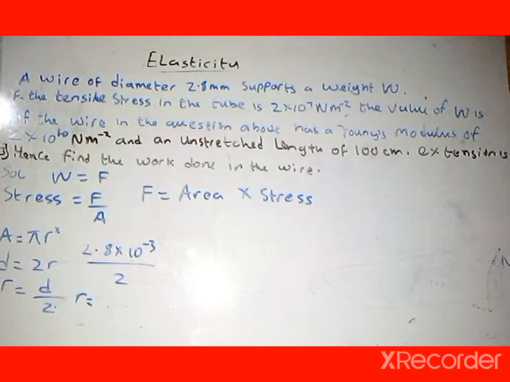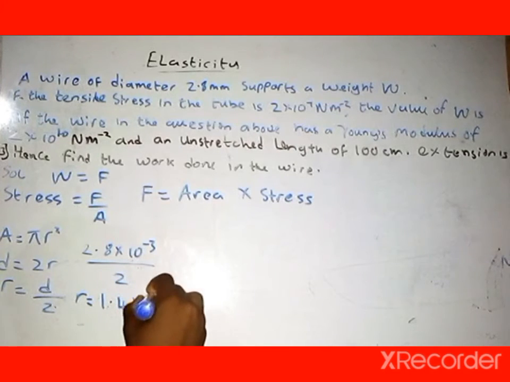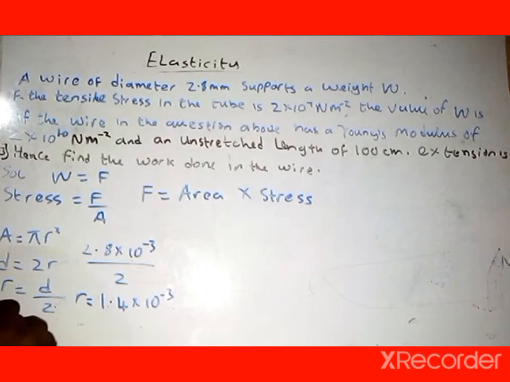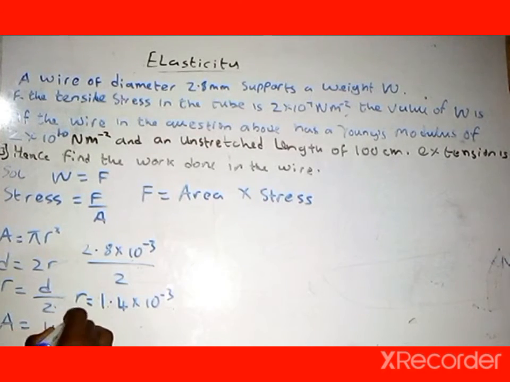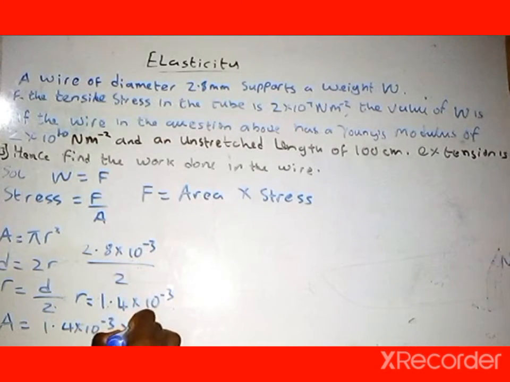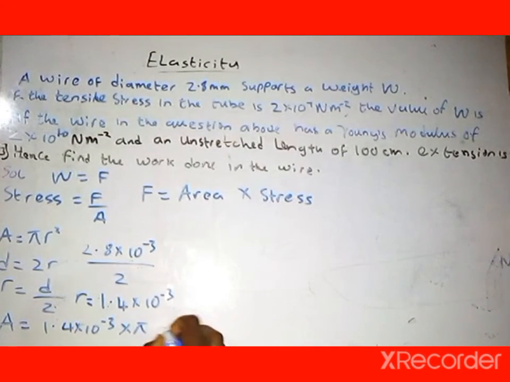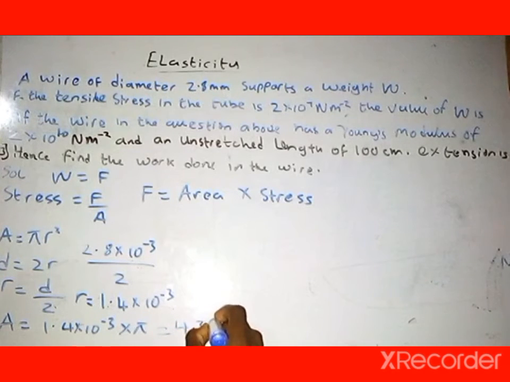So our radius will be 2.8 times 10 raised to the power minus 3 divided by 2, that's 1.4 times 10 raised to the power minus 3. So this will be our radius. But we've not gotten our area. Our area will be equal to 1.4 times 10 raised to the power minus 3, squared, multiplied by pi, which is 22 over 7. So multiplying the answer by pi, we have our area to be 4.39 times 10 raised to the power minus 3. Now that's our area.